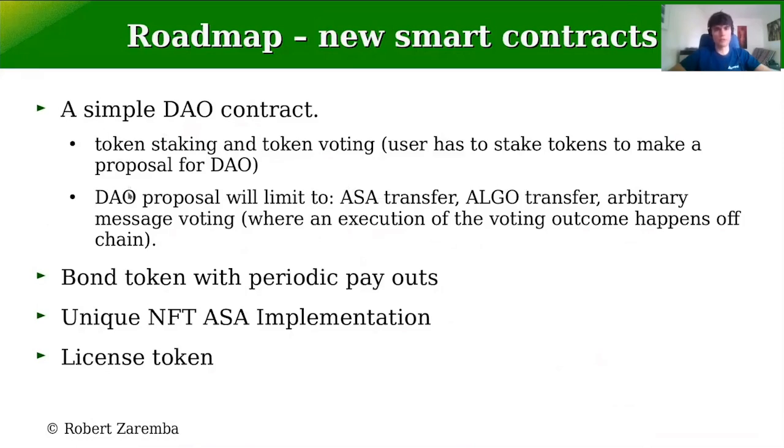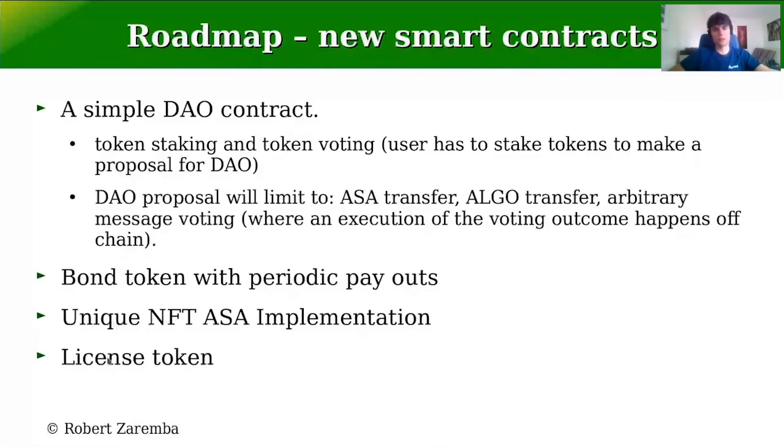Bond token with periodic payouts, that's related to the permission contract. So imagine you have a token which will yield some payouts. The design of it is not very obvious. However, we see that if Algorand is going to be the go-to system for securities and NFTs, this might be super useful. Unique NFT ASA implementation. That's another request which was discussed on the Algorand forum. So go ahead there to see the discussion.